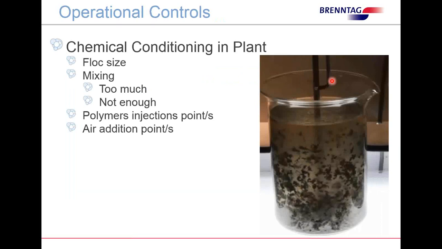We have chemical conditioning in the plant. Is the flock size correct? Is there too much mixing? Is there not enough? Where are the polymer injection points? Where are the air addition points? Where's a good place to feed the products? Where's a good place to feed the air?